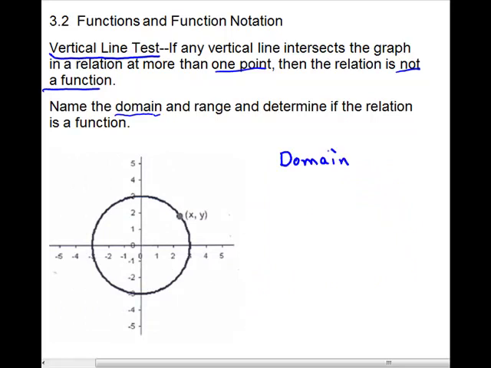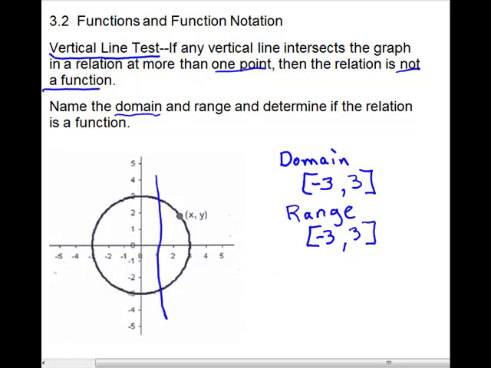For our next picture, this relation gives us a circle. So first we'll do domain and range. Domain is where can the x's be? Well, our leftmost x is at -3, and our rightmost x is at 3. So this is bounded between -3 and 3. For our range, how much does it go up and down? It only goes up to the 3 and down to the -3. So -3 to 3.